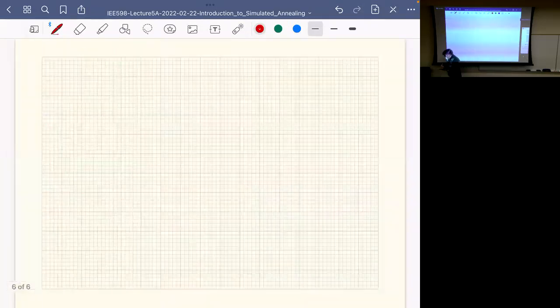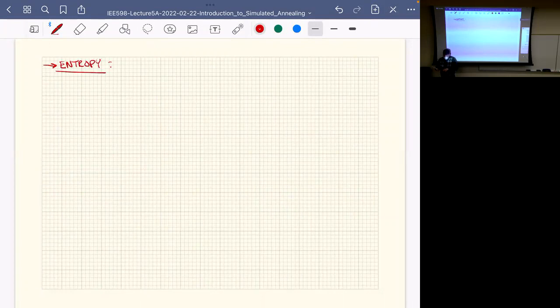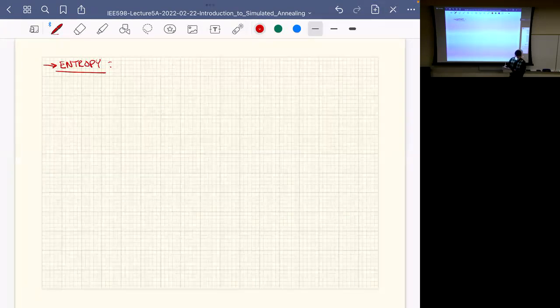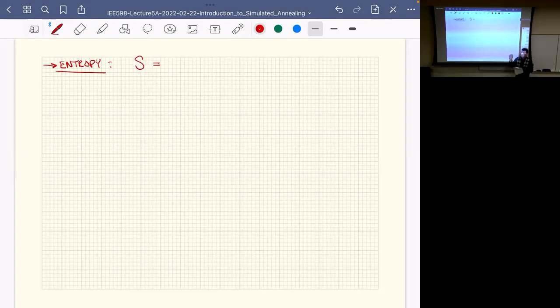But the idea here is that we need a concept of entropy, which captures this property of distribution. We can write entropy a couple of different ways. Entropy is technically written as S, and it has this proportionality constant of Boltzmann's constant, k or k_B.